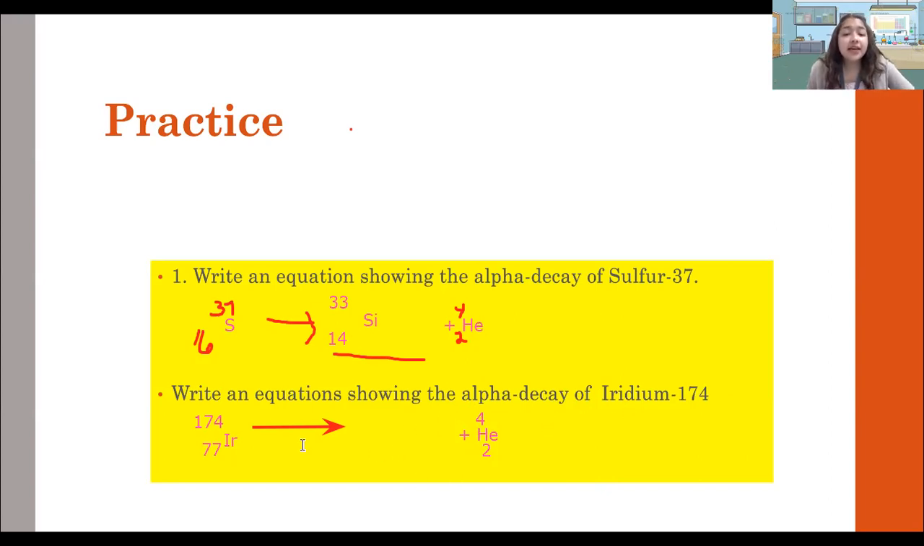So then the last thing again is to figure out what goes in this spot right here. And you can pause the video and try to figure it out for yourself. It would be really good practice. So I would think to myself, 174 minus 4 gives me 170 for my new mass. And then 77 minus 2 gives me 75 for my new atomic number. So then we would reference our periodic table again and look for number 75. This would be Re, capital R, lowercase e. So that is our final answer.